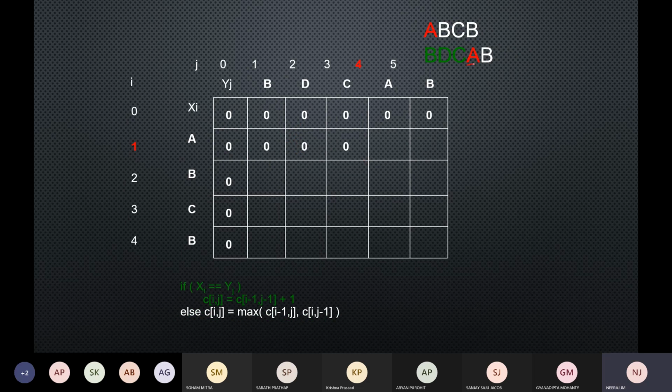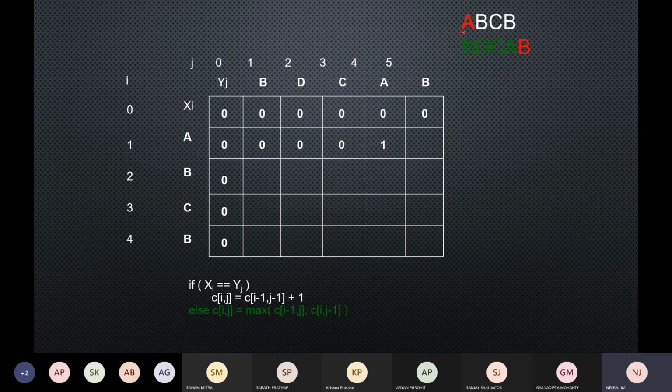Next you search again. After D and C comes A. Are they both equal? Yes, they're equal. What do you do? C of I minus 1 comma J minus 1, which is nothing but your diagonal element. So this is your cell, minus 1 of this and minus 1 of this is nothing but this. Add 1 to that. You'll get your value as 1. And I'll tell you at the end why you're storing this. I hope you have realized, because this is 1, it means your longest sequence is 1.